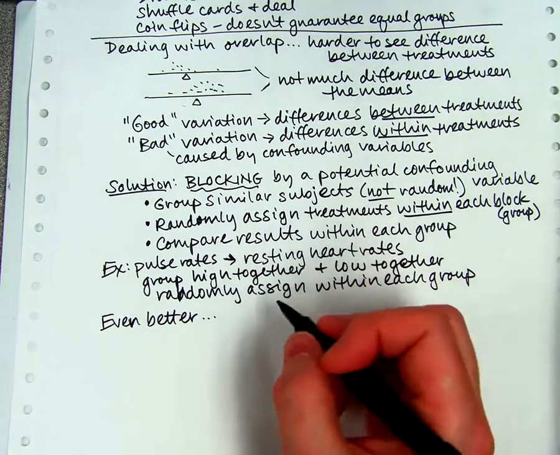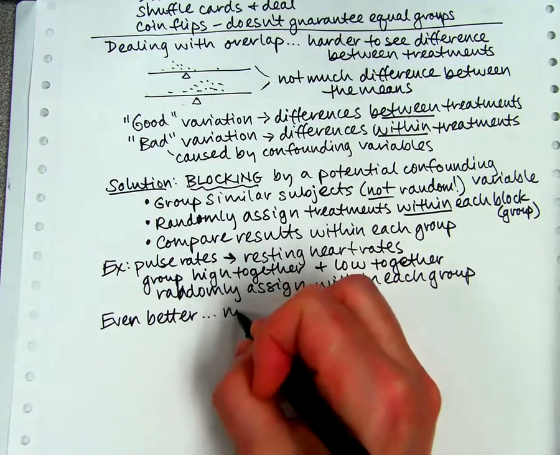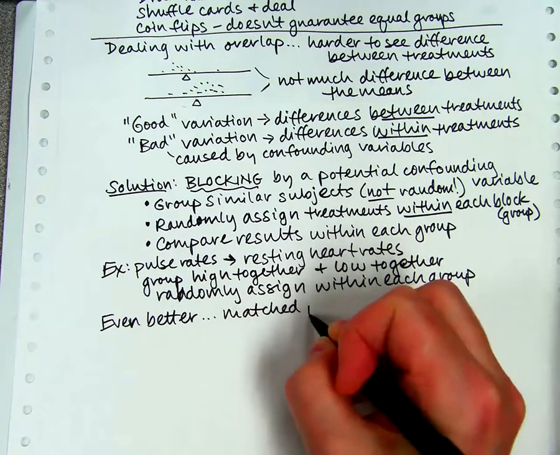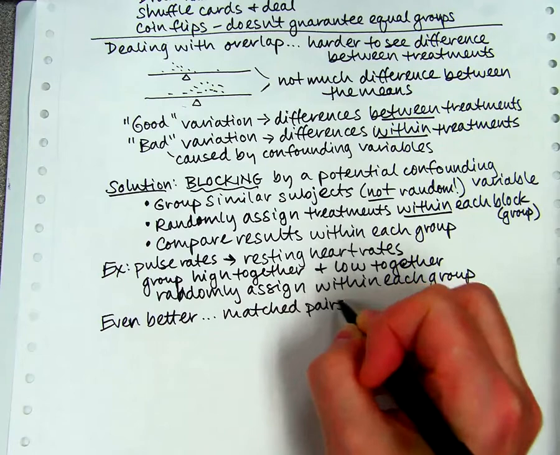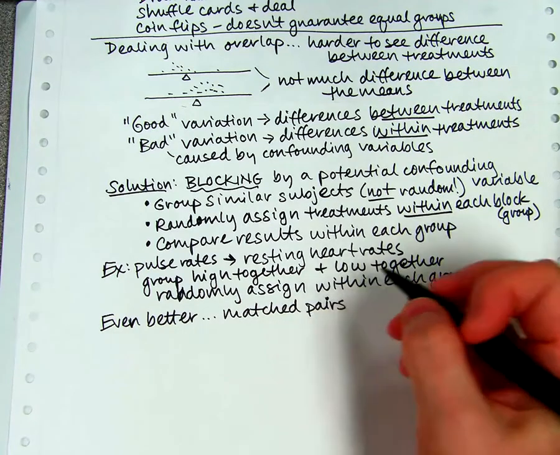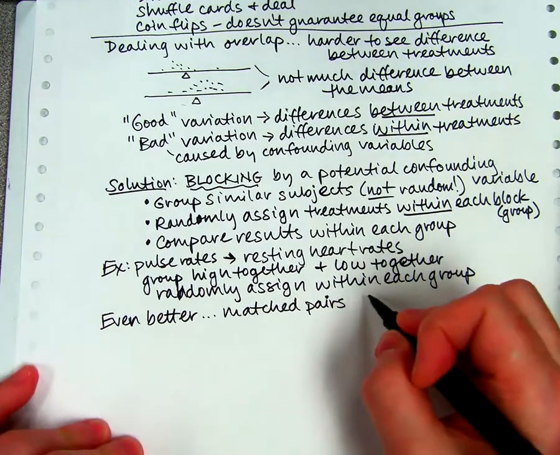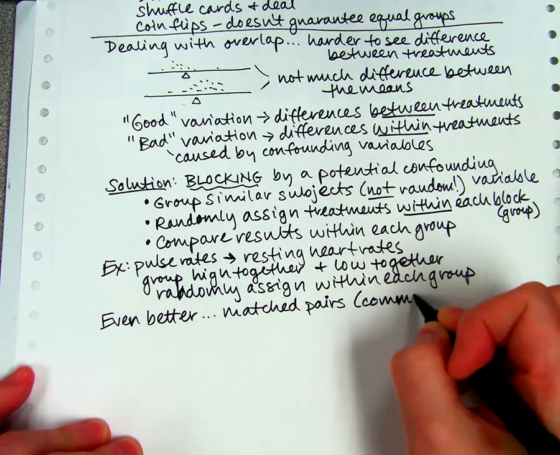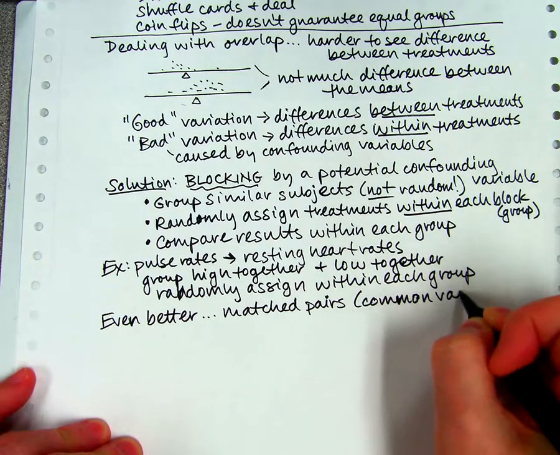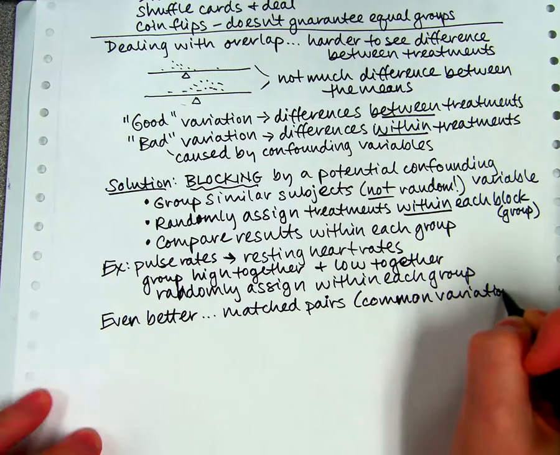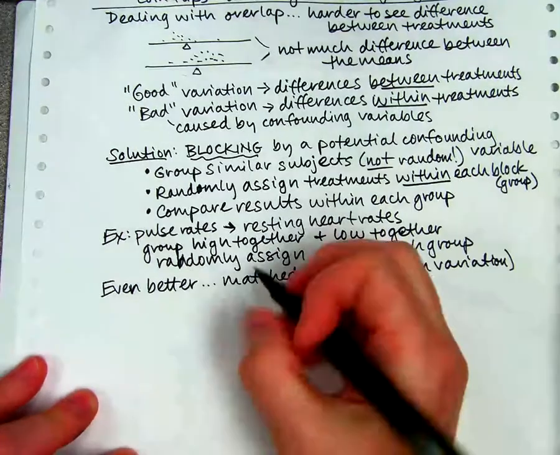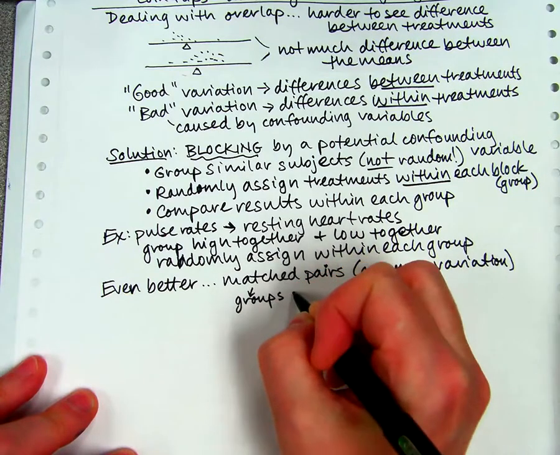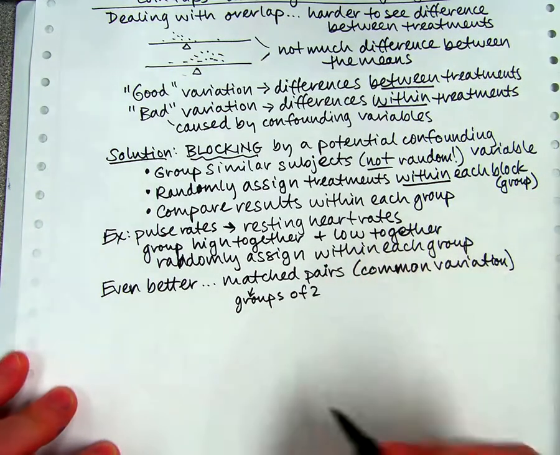And the best way really is matched pairs. So you would match up your people, because we have 2 treatments, sitting and standing, you'd match them up into groups of 2 that are very similar to each other. So this is a common variation on blocking. And what you do with matched pairs, as you probably could guess, is groups of 2, as similar as possible.